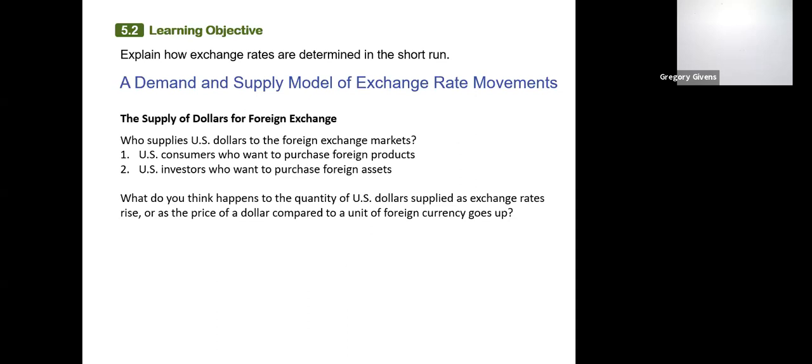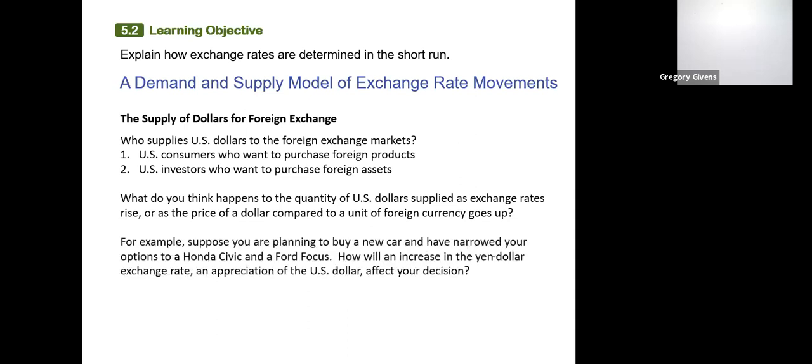Whether it's consumers who want to purchase foreign products or US investors who want to purchase Japanese assets, if our dollar is strengthening, then the price of Japanese goods or the price of Japanese assets are now becoming relatively cheaper to us. So we're more willing then to supply those US dollars to be converted into Japanese yen. In other words, the supply of foreign currency exchange is upward sloping. As the exchange rate goes up, our quantity supplied should go up as well.